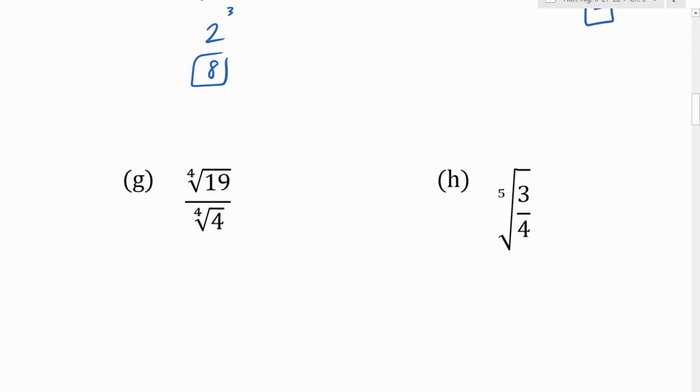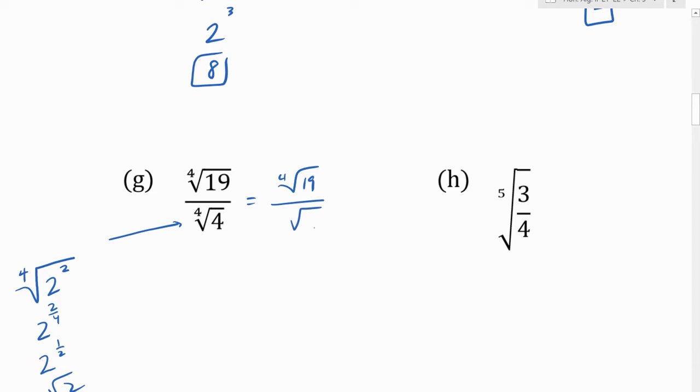This one, oh, this is an interesting question. Because first, I can't do anything with the 4th root of 19. I can do something with the 4th root of 4, though. Okay, the 4th root of 4, that makes it 2 to the 2/4, which is 2 to the 1/2. A principal 4th root of 4 is the same thing as a square root of 2. However, that doesn't make it any easier, because then I have 4th roots and square roots. So let's try another route. Let's keep this and multiply.